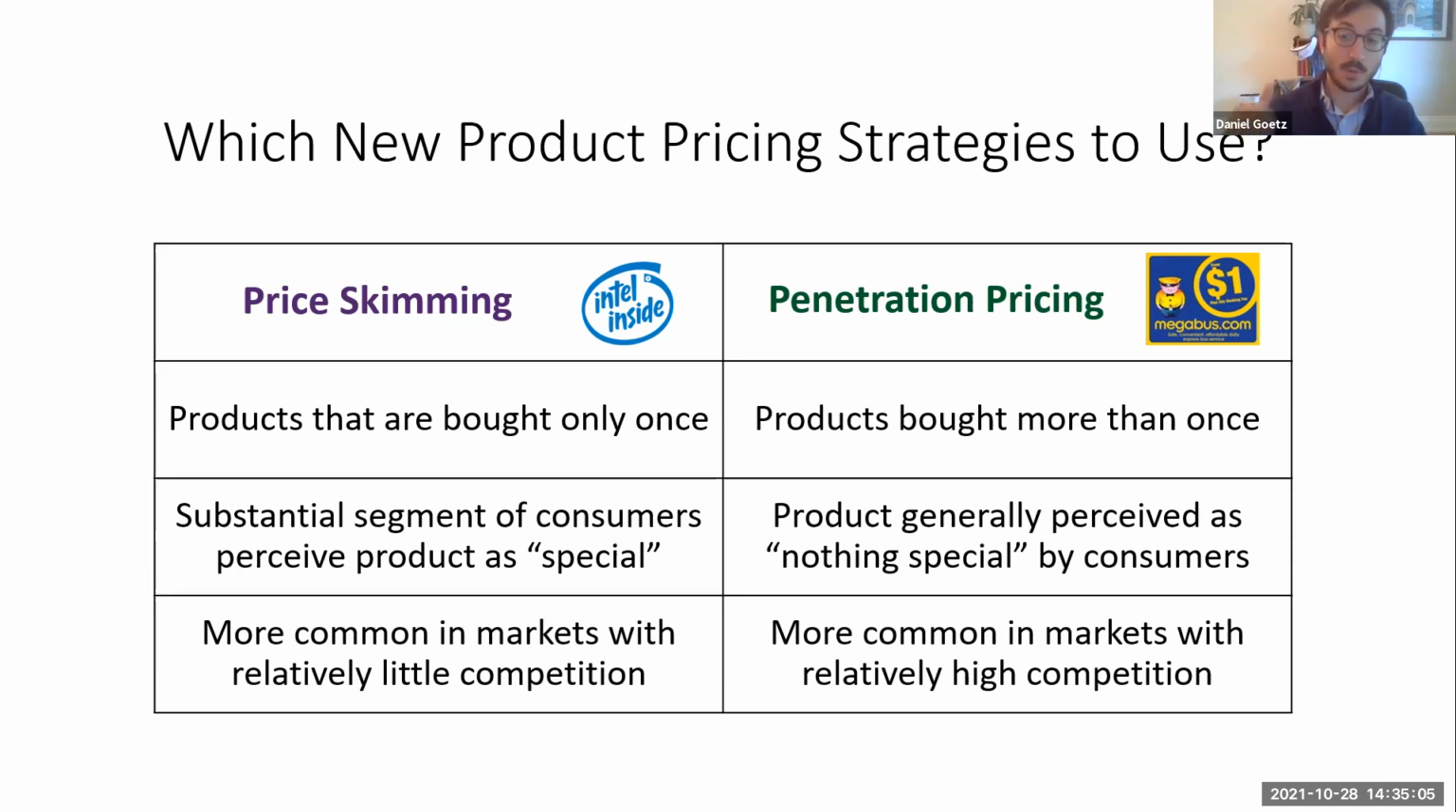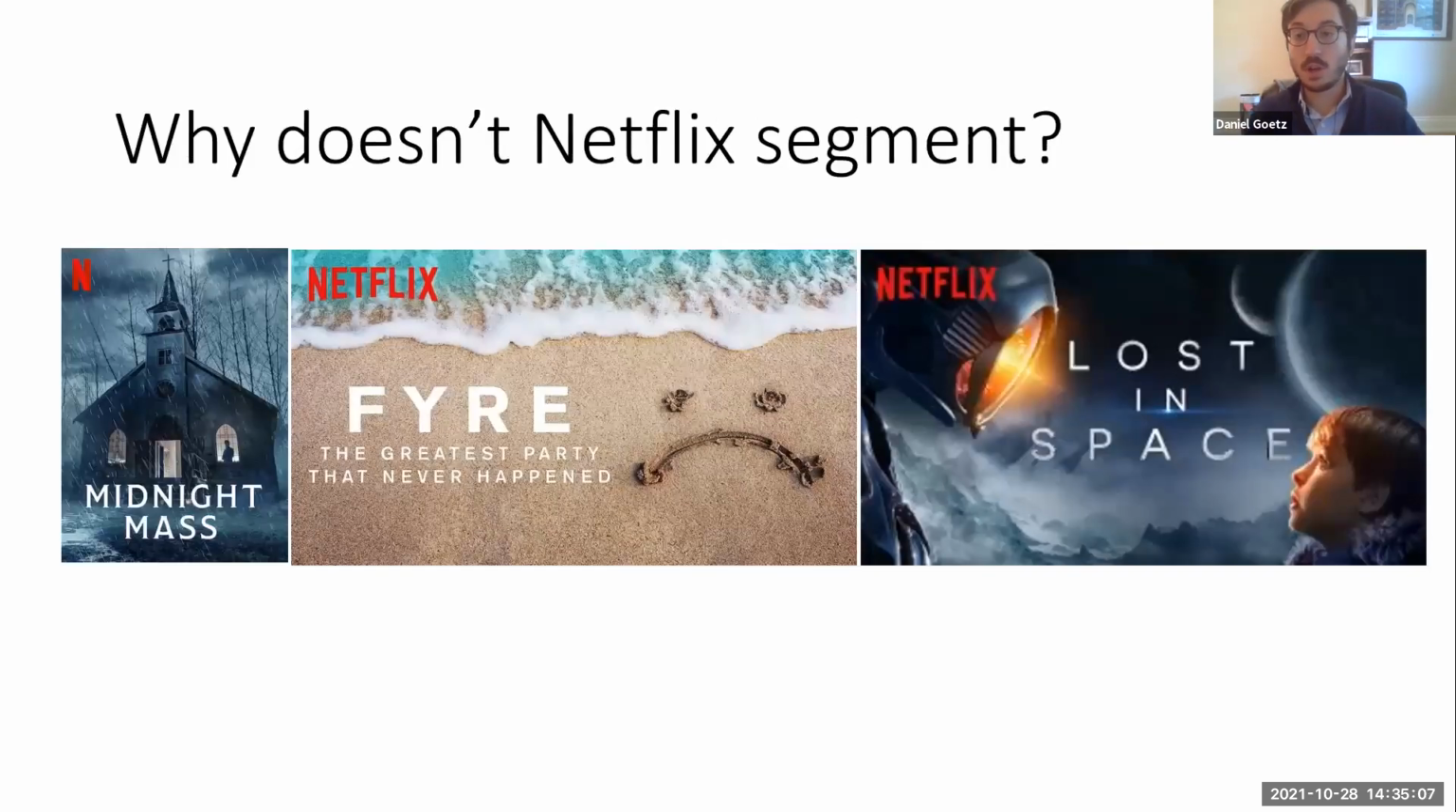All right, so that's dynamic pricing. Next, we'll talk about not multi-part pricing, but pricing multiple products. So here we see some Netflix TV shows. With Netflix, you pay one price per month and you get access to all of their shows, right? So you can see this scary show, Midnight Mass, this documentary show, Fire, and this family sci-fi show, Lost in Space.